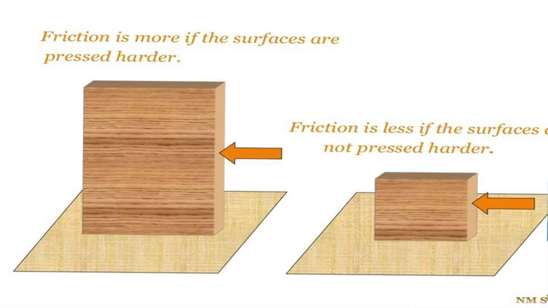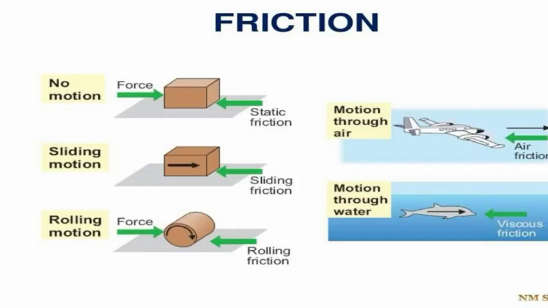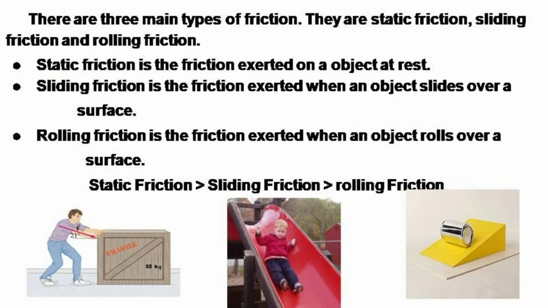Now let's learn about the different types of friction. There are three types of friction depending on how two surfaces interact with each other: static friction, sliding friction and rolling friction. Static friction is the friction exerted on an object at rest. Sliding friction is the friction exerted when an object slides over a surface. Rolling friction is the friction exerted when an object rolls over a surface.